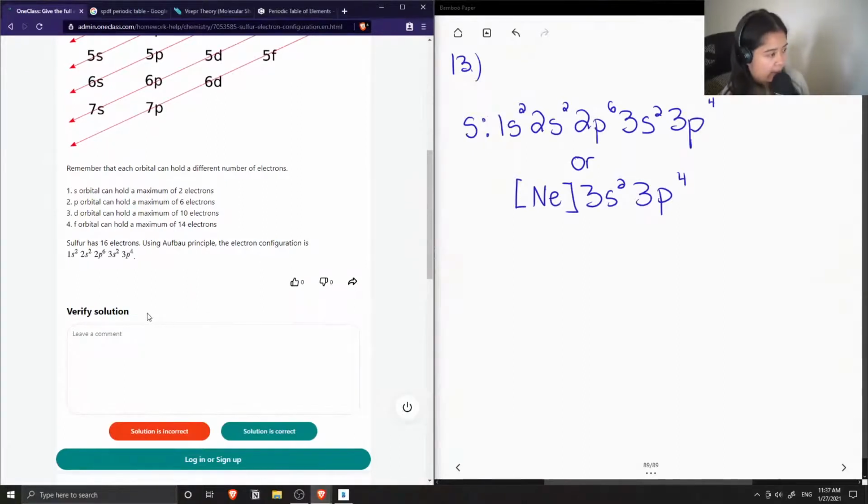And then they found the electron configuration to also be 1s2, 2s2, 2p6, 3s2, 3p4. So this solution is correct.